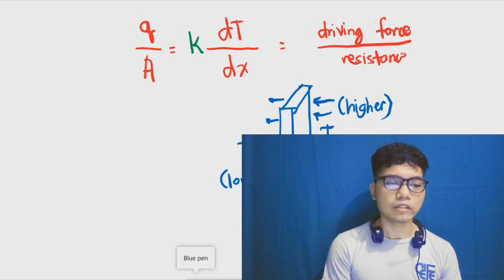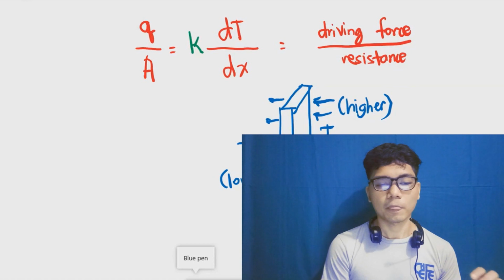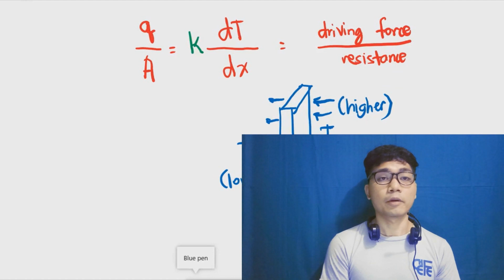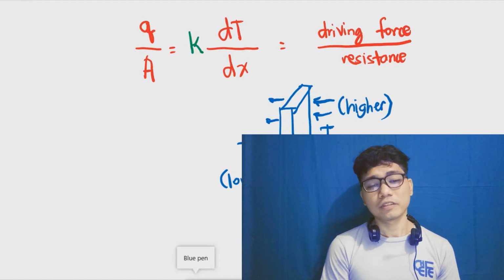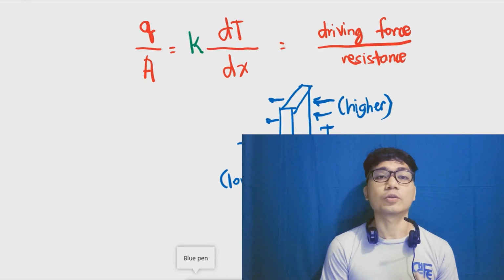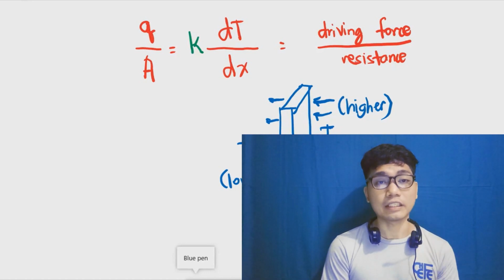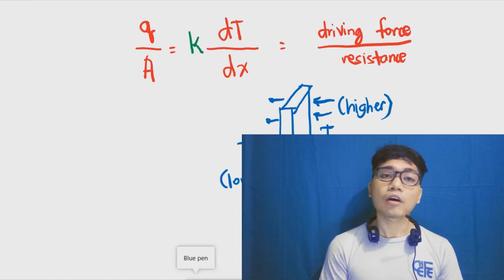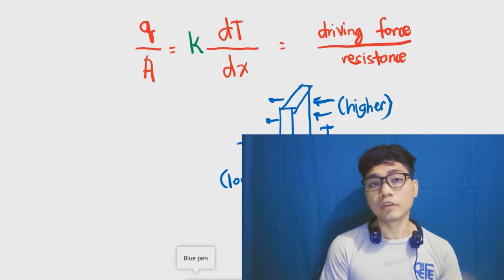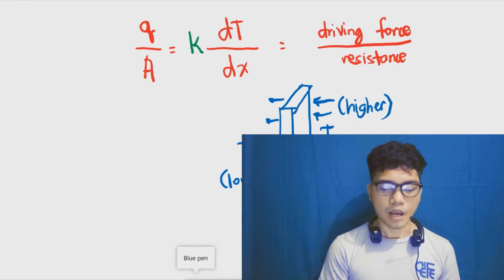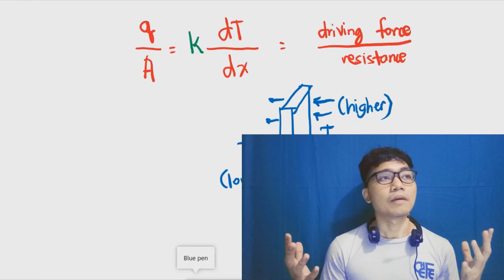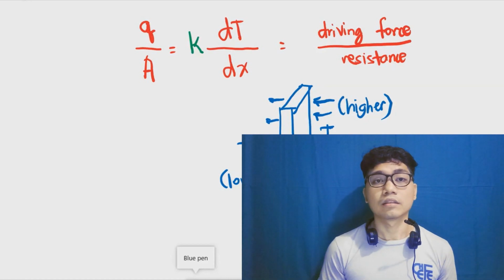The resistance is the resistance offered by the material itself, which is dependent on the thermal conductivity of the material. Okay, so that simply introduces us to heat transfer. And it makes sense because when we talk about heat transfer with regards to thermodynamics, heat transfer and thermodynamics, they all talk about heat, okay?